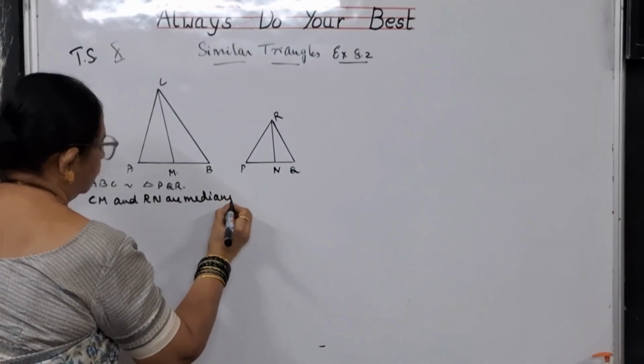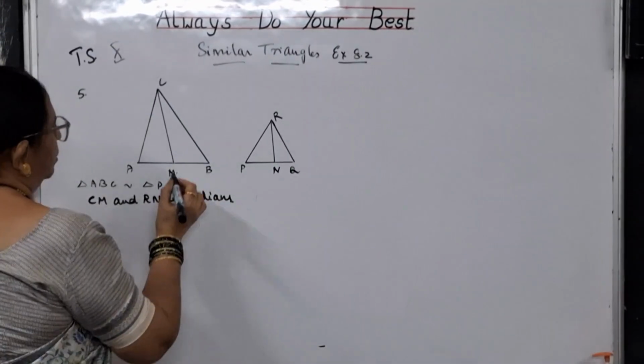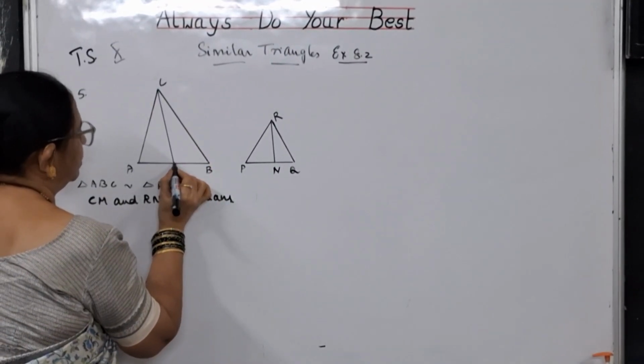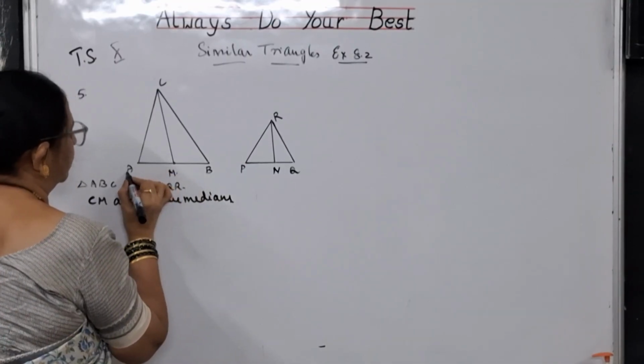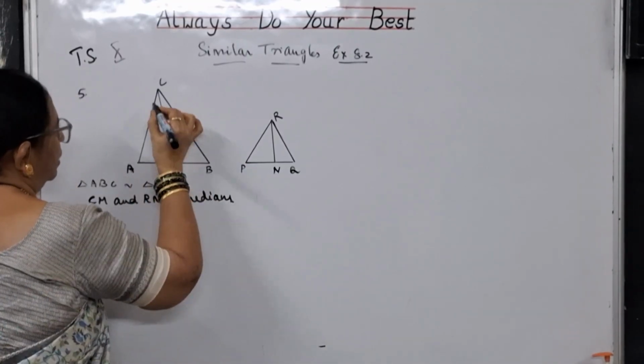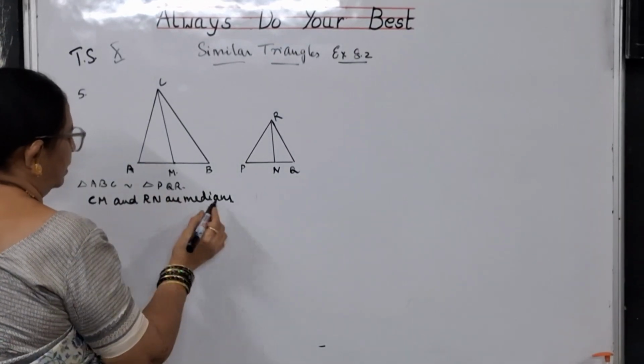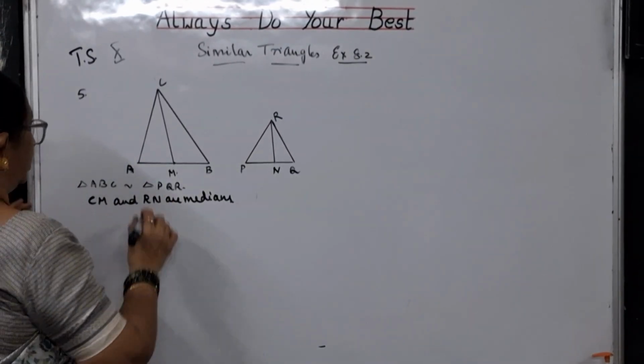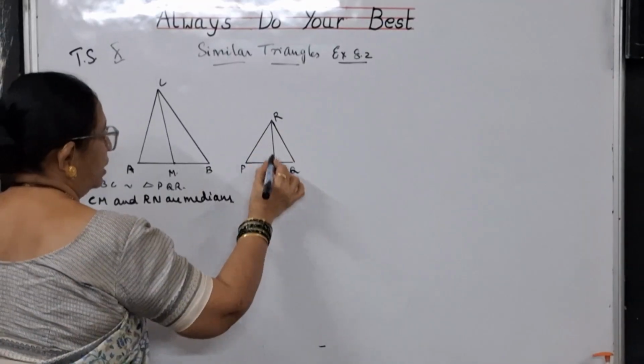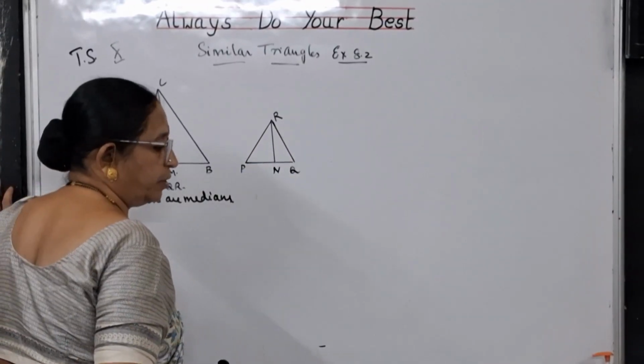What do you mean by median, children? Median means it is a line which divides the base into equal halves and it bisects the vertical angle. So CM is the median of triangle ABC. RN is the median of triangle PQR.